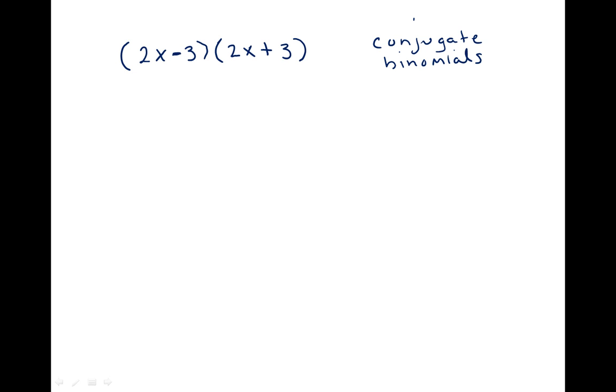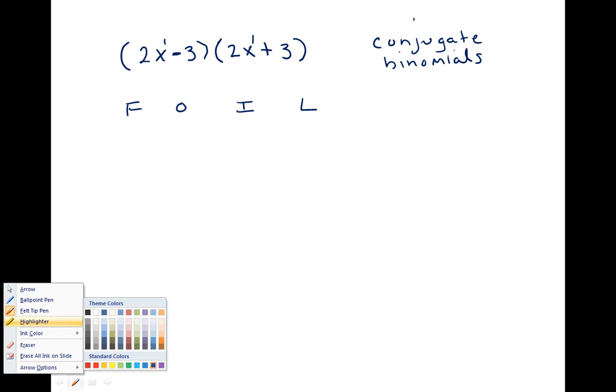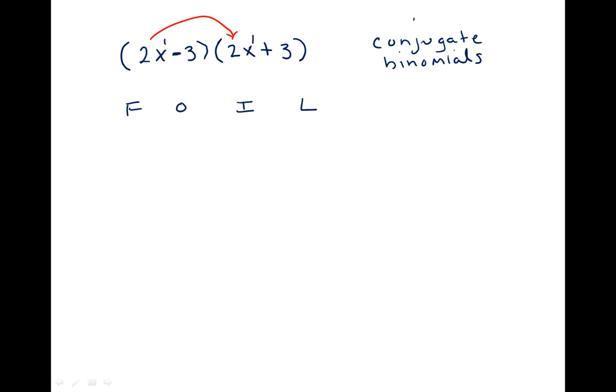Remember, when we multiply these together, we can just use our acronym FOIL: first, outer, inner, last. So we know that first times first, 2x times 2x is 4x squared. We do our outer, 2x times 3 is positive 6x. My inner, negative 3 times 2x is negative 6x. And then the last times the last produces a negative 9.